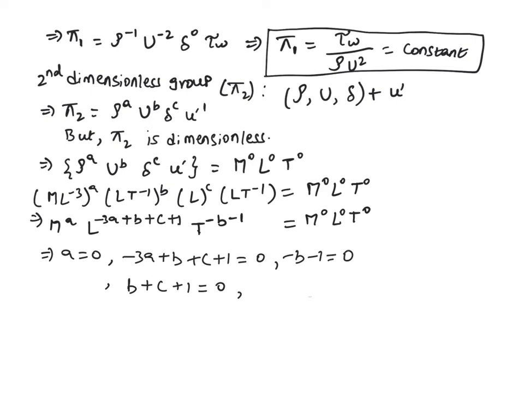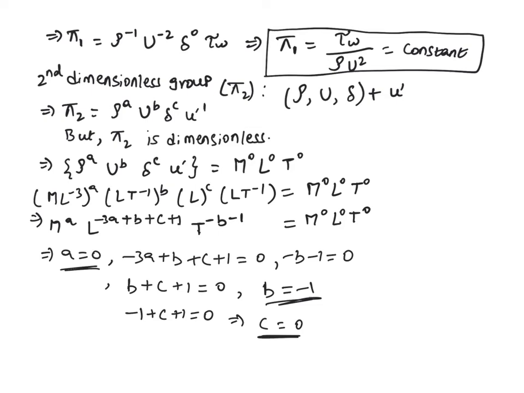So from this we get b is equals to minus 1. If you substitute this value into the second equation, you would get minus 1 plus c plus 1 is equals to 0, which implies c is equals to 0. Now we have got the values of a, b and c.